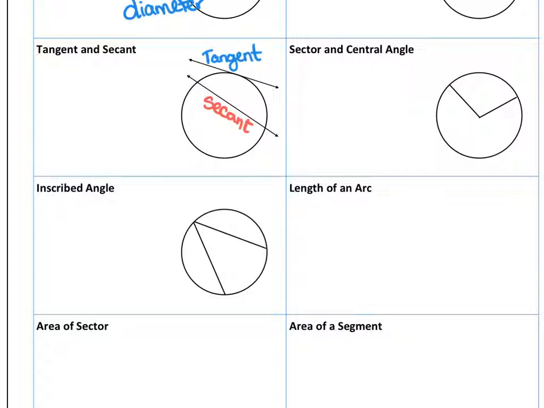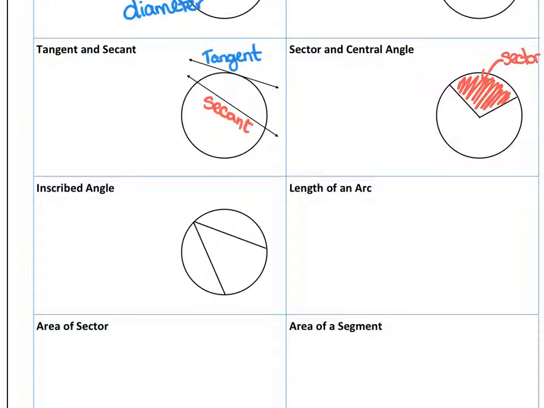All right, a sector, it's a little bit different from the segment. The segment was just using a chord, but the sector goes from the center of the circle and has the radius on two sides of it. So this is the sector. It's on the inside. This is called the sector.